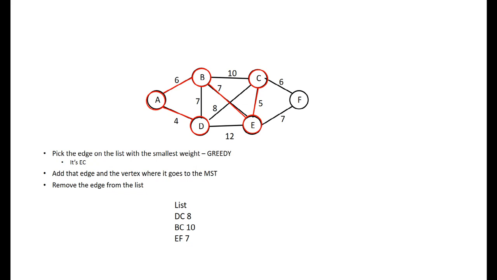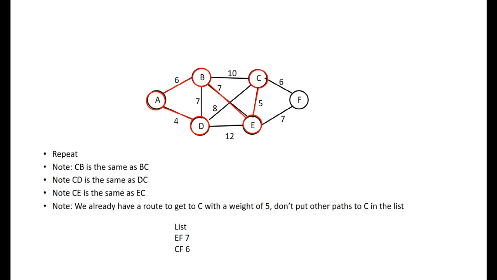And now, of course, we're going to go on and adjust our list. So note that C to B is the same as B to C, C to D is the same as D to C, C to E is the same as E to C. So adding C, the actual new possibilities are limited.